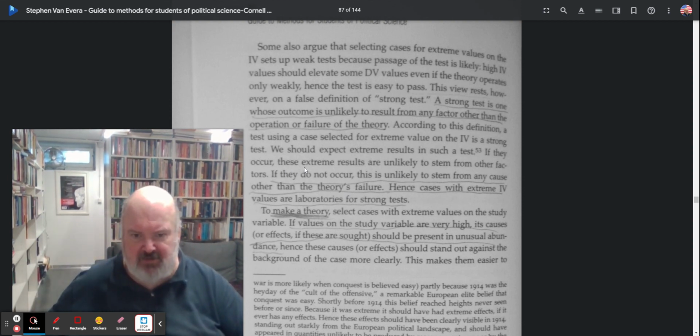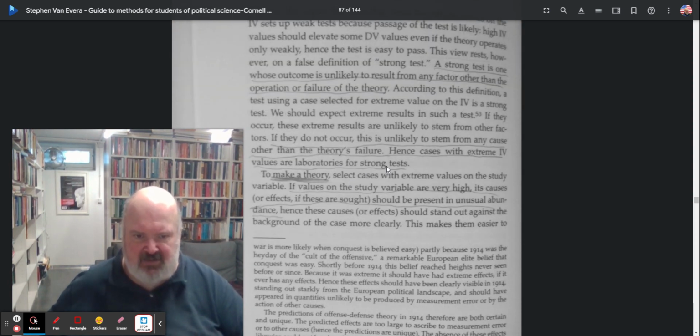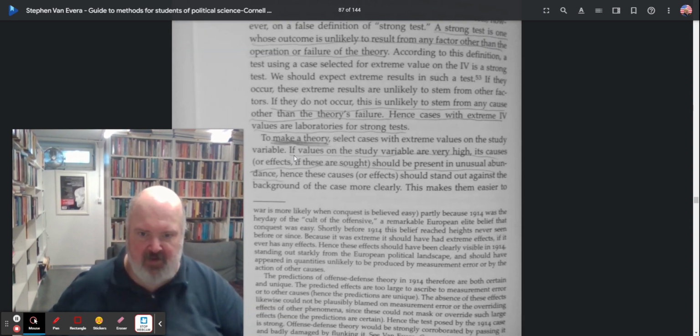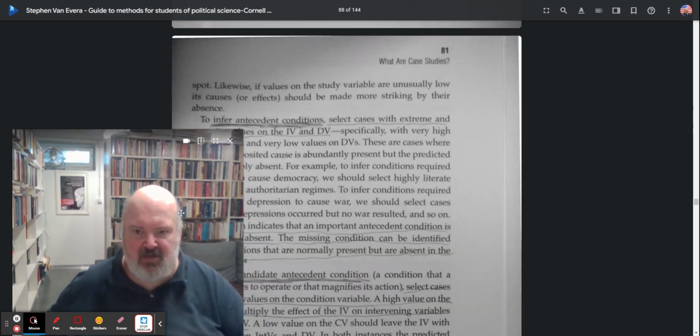If they occur, these extreme results are unlikely to stem from other factors. If they do not occur, this is unlikely to stem from any cause other than the theory's failure. Hence, cases with extreme IV values are laboratories for strong tests. To test a theory, select cases with extreme values on the variable. If values of the study variable are very high, its causes or effects, if these are sought, should be present in unusual abundance. Hence, these causes or effects should stand out against the background of the case more clearly. This makes them easier to spot.